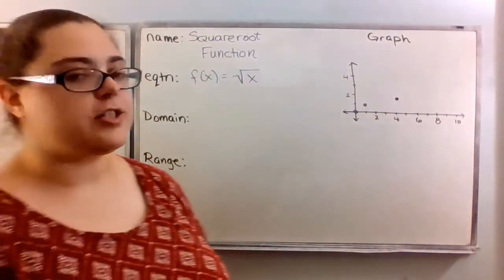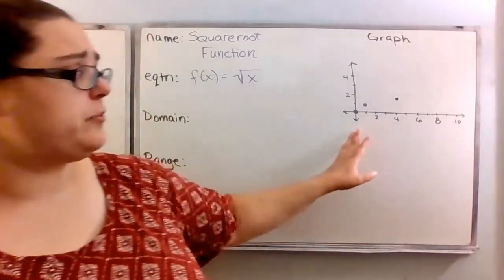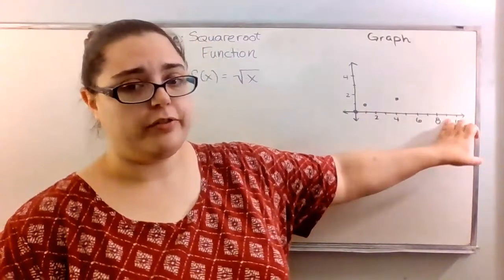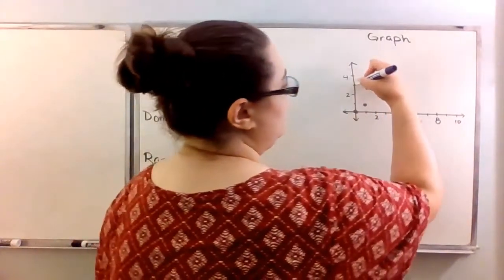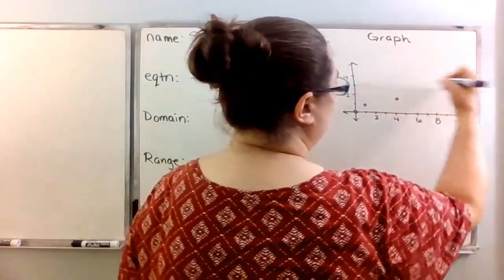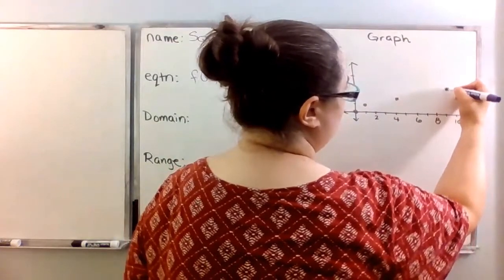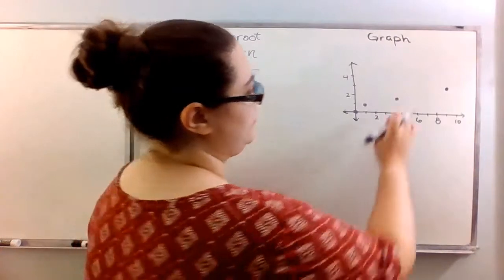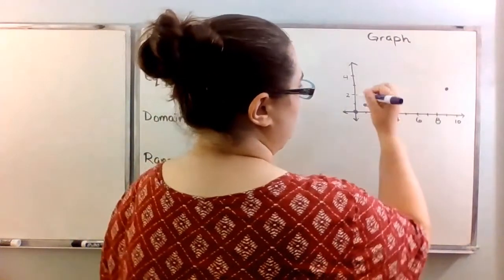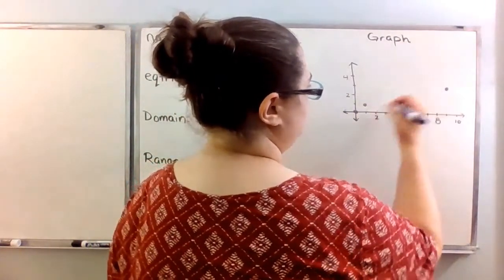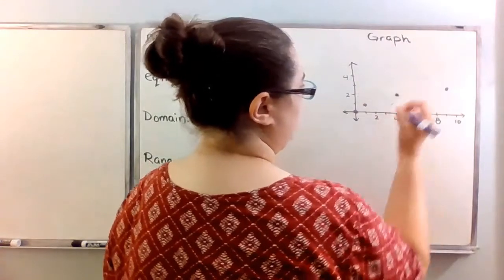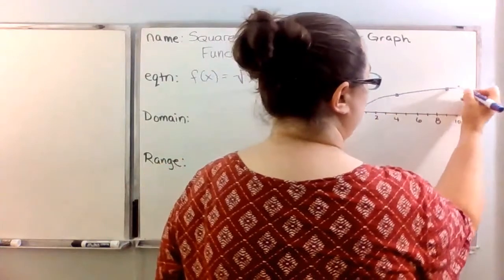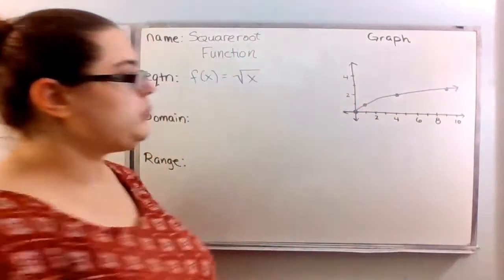After 4, the next perfect square is 9. So you can see my x-axis went out a little bit further. So I'm going to go over to 9, and the square root of 9 is 3. And now I have enough points that I can connect them. I'm going to move this one just a little bit because I think it was off. Yeah, more or less. There we go. So we're going to get essentially half of a sideways parabola.